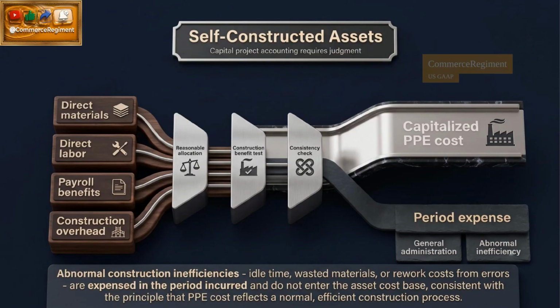Direct materials, direct labor, related payroll benefits, and appropriate construction overhead can enter the asset cost. But the overhead allocation must be reasonable and consistently applied. General administrative costs that do not relate specifically to construction remain period expenses. Abnormal inefficiencies such as wasted materials, idle time, or rework caused by errors should not be capitalized as if they were normal construction cost. PPE cost should reflect a normal, efficient construction process, not a museum of project mistakes.